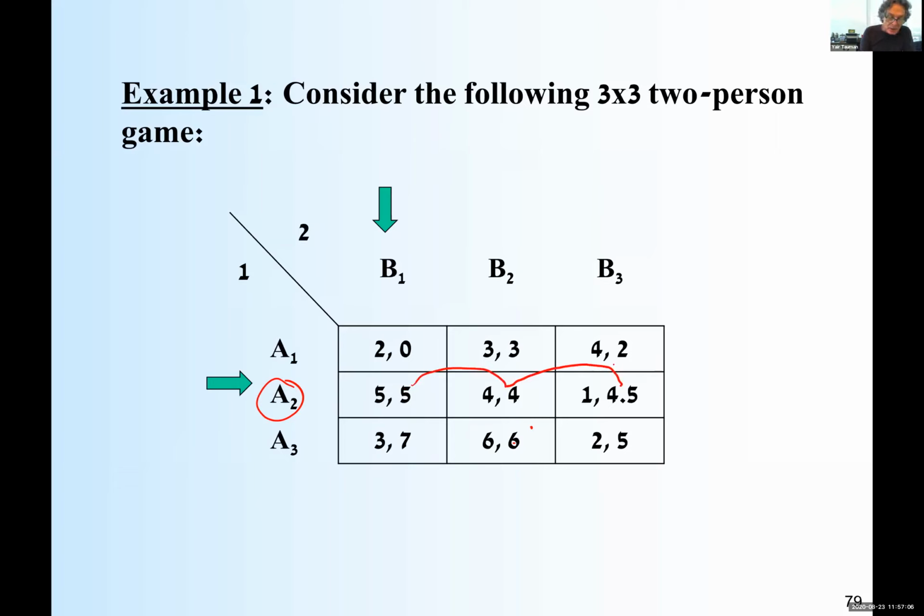Given that I go A2, look what I do. I just check the row A2, but the numbers of the column, B1, B2, B3. So there are 3 numbers, 5, 4, 4.5. 5 is the best. And indeed, if you go B1, I go A2, then you are happy.